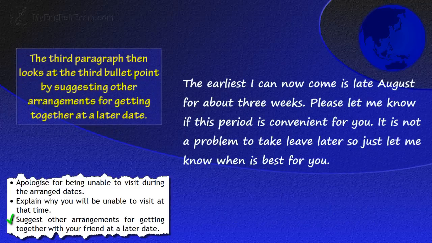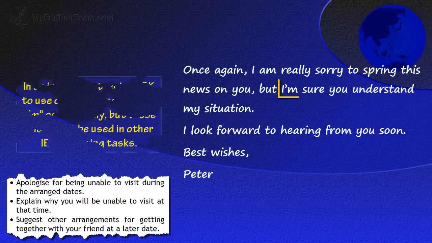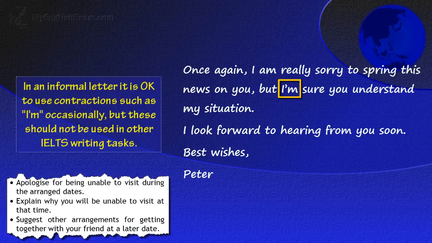The third paragraph then looks at the third bullet point by suggesting other arrangements for getting together at a later date. The final part of the letter concludes by reinforcing the apology. In an informal letter, it is okay to use contractions such as I'm occasionally, but these should not be used in other IELTS writing tasks.